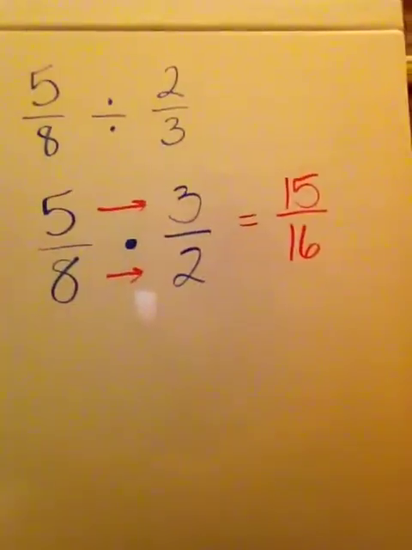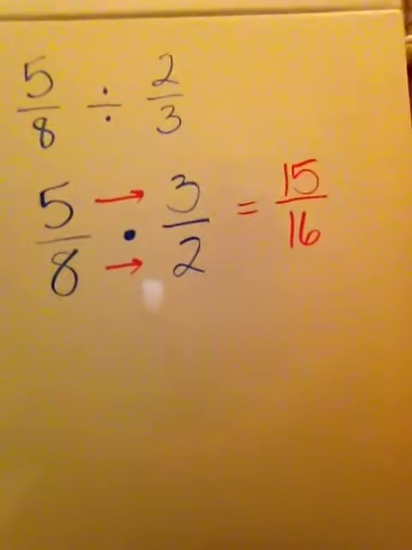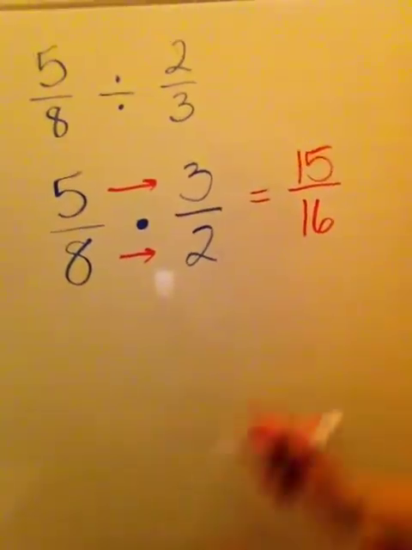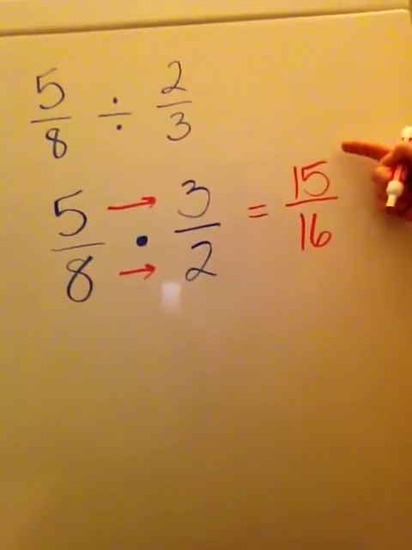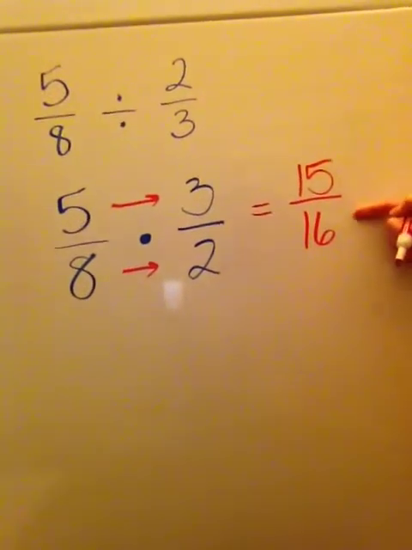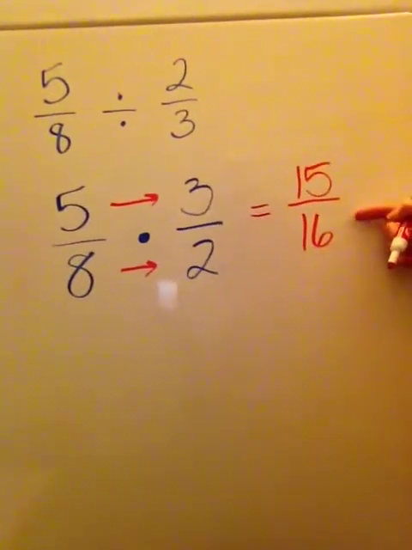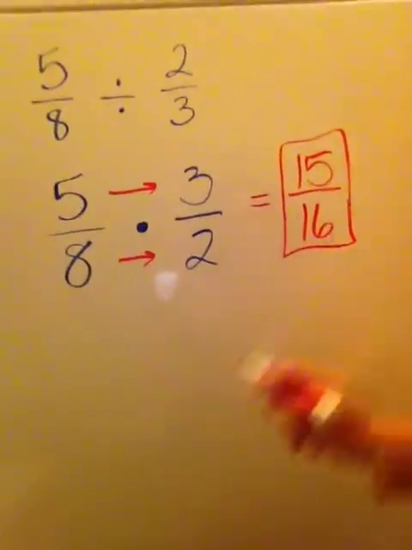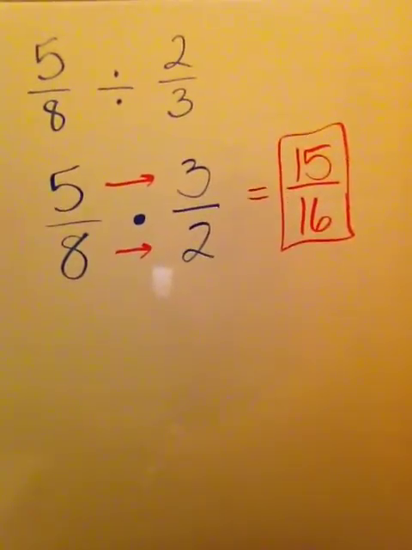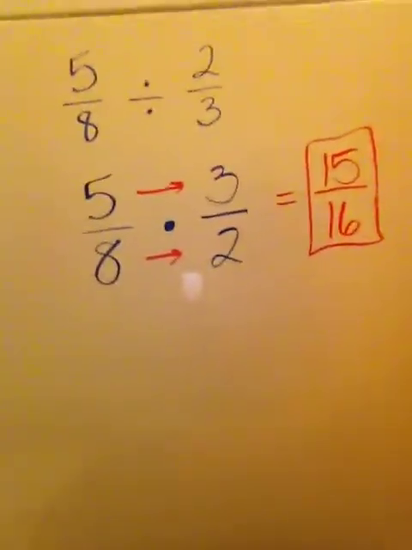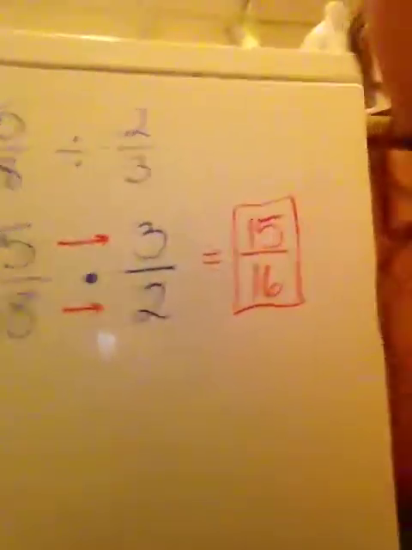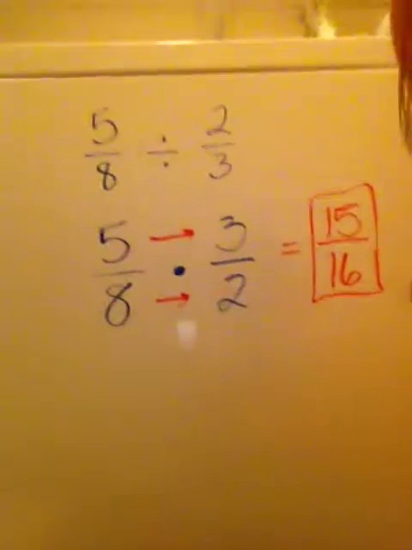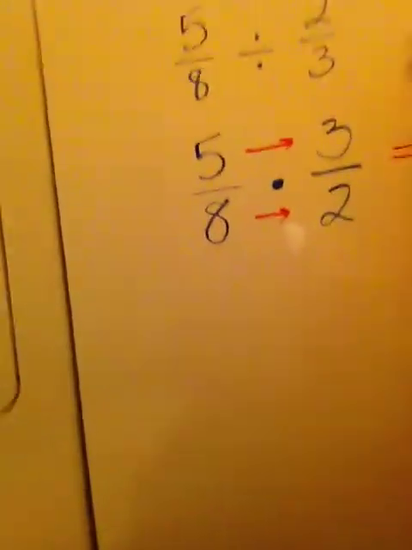Is there anything that will go into 15 that will also go into 16? 15, your choices are 3, 5, and 15. 3, 5, and 15 will not go into 16, so you are reduced. So you're done. It's really that simple. But of course, there's lots of other little situations that we're going to talk about. But that is the whole idea of how to divide fractions.